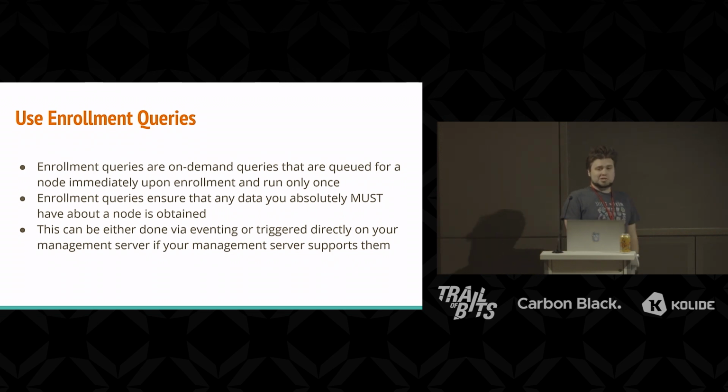But it's good for things that you know you absolutely have to have. Like if you absolutely know you always want to have the IP address of your node that comes up or something like that. These are really good for that, and it helps you a lot with correlation down the line. If your management server doesn't support these, you can actually just implement these same things via an event framework using webhooks or something like that.